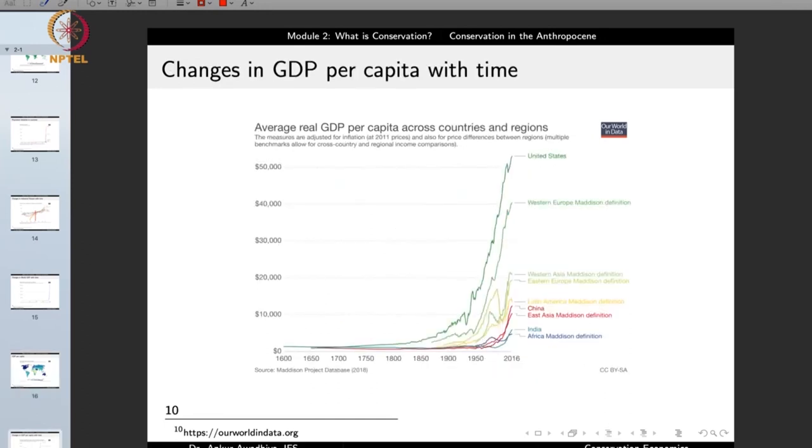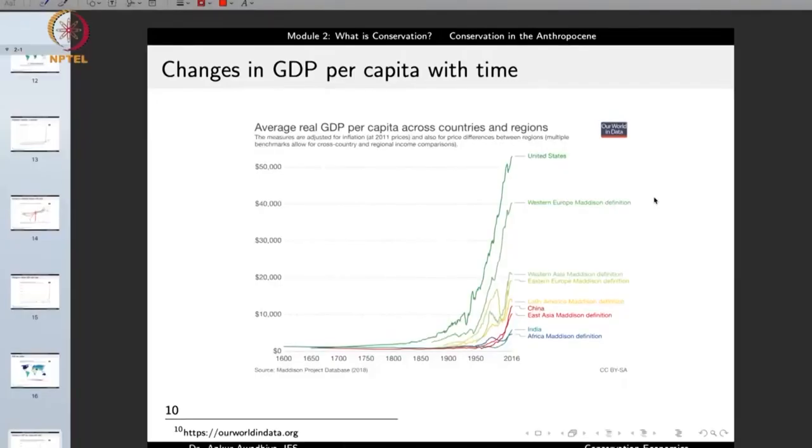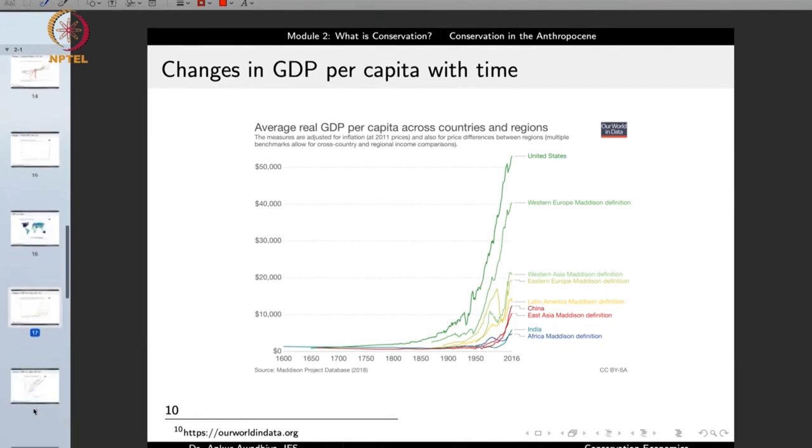And the GDP per capita has also been increasing with time. And this rate of increase has also been increasing with time. Now, what that means is that not only is the affluence increasing, but the rate of increase has also been increasing, which means that in a very short period of time, we will reach very unsustainable levels of affluence. If nothing is done to stop the impact, then probably it may lead to drastic consequences.